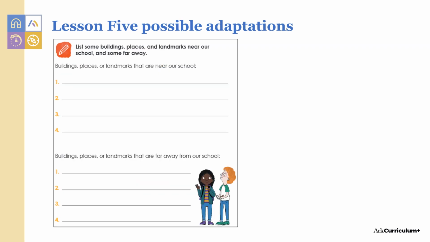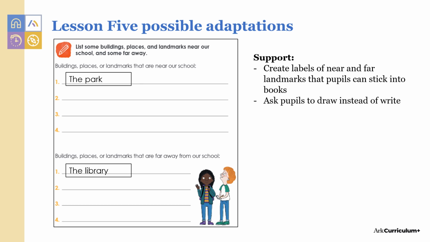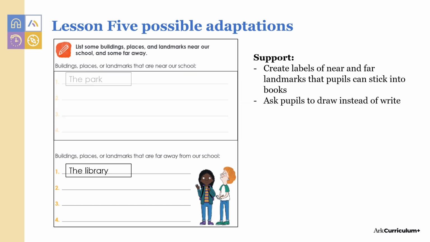In Lesson 5, pupils list some buildings, places and landmarks that are near your school and some that are far away. To support pupils, you could create labels of near and far landmarks that pupils could sort and stick into books. You could ask pupils to draw instead of write by sticking in blank spaces.